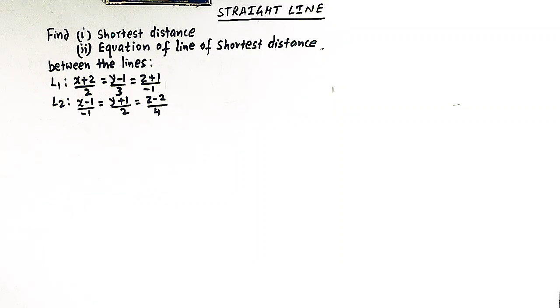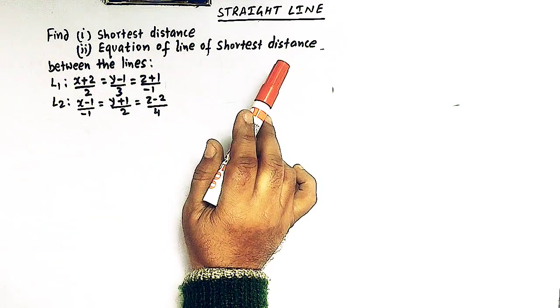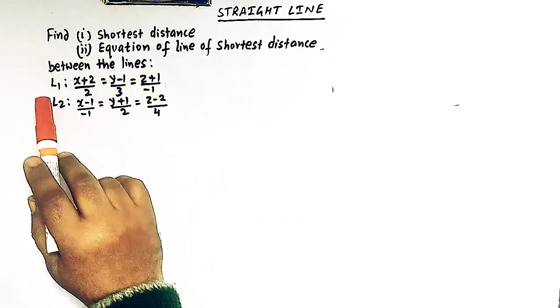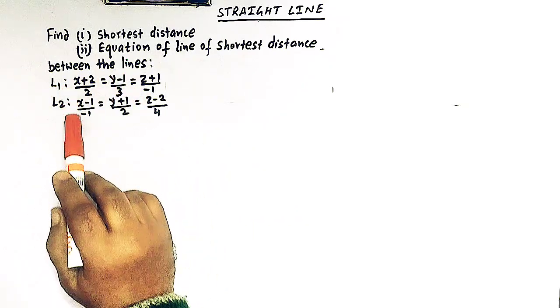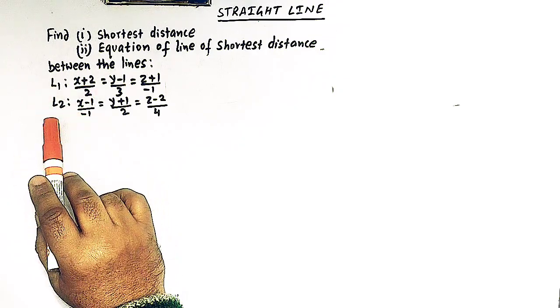Hello viewers, in today's session we are going to discuss an important concept from straight lines: the shortest distance between two skew lines, and how to find the equation of the line of shortest distance. So here we have to find the shortest distance and the equation of the line of shortest distance between these two lines, whose equations are given in symmetric form, and these two lines are denoted by L1 and L2.